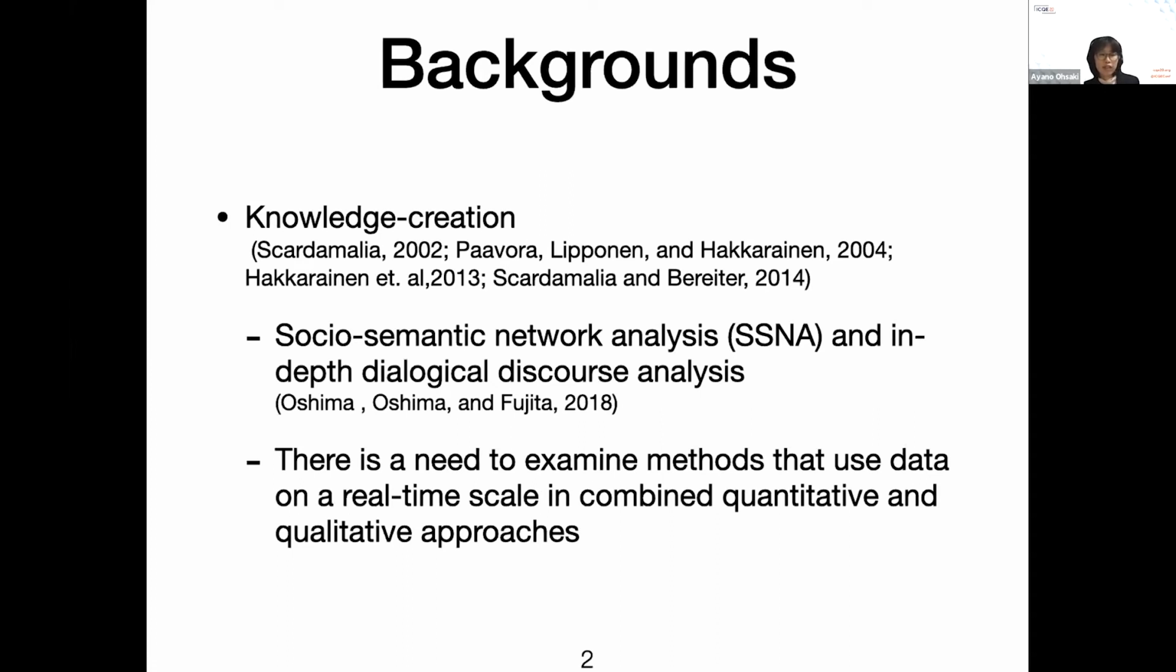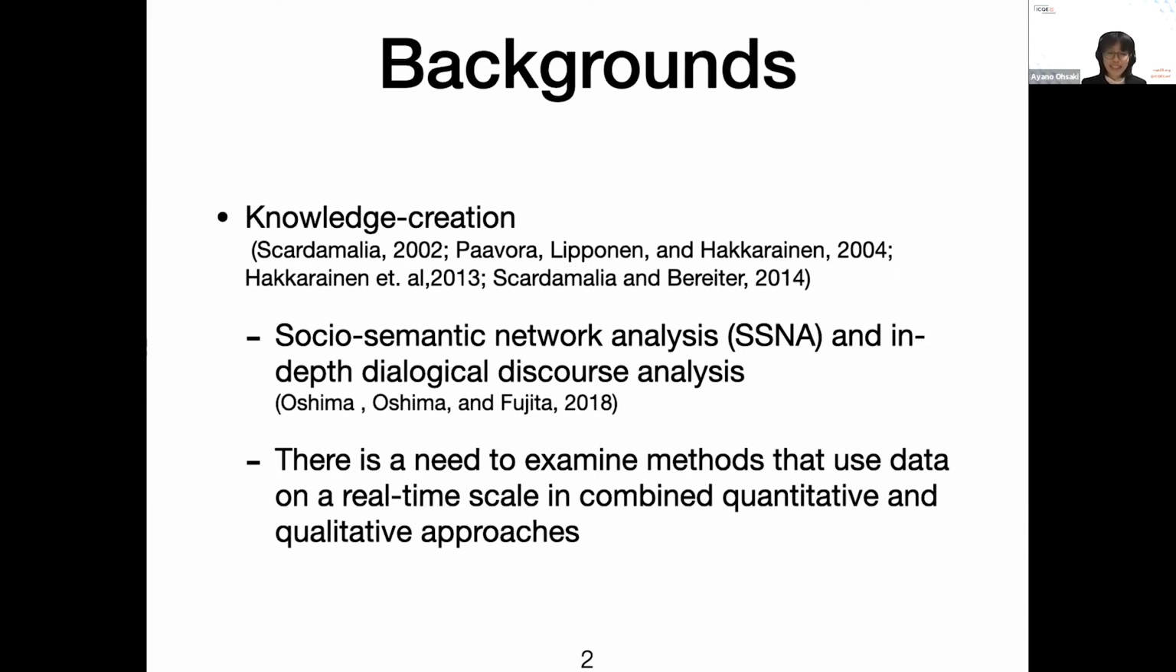Our research project has studied an analysis method for learning as knowledge creation. In this learning style, learners are expected to create and improve ideas rather than memorize a fixed set of knowledge. The combination of SSNA and in-depth dialogical discourse analysis is used to assess how learners engage to improve ideas.